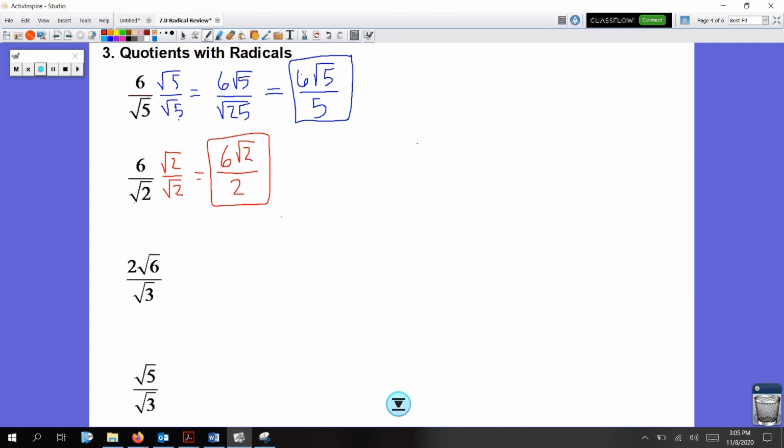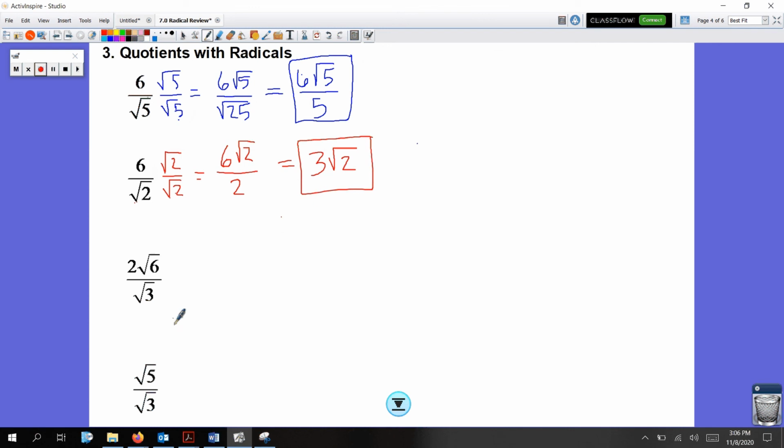Or am I? Does 6 over 2 reduce? Well, you're right, it does. 6 over 2 reduces to 3. So now my final answer is 3 root 2. I guess I put my answer in a square a little too soon. Get rid of that. And we'll put it right here. That's my final answer. It must be reduced.